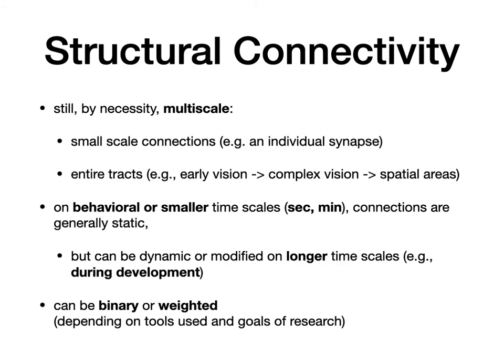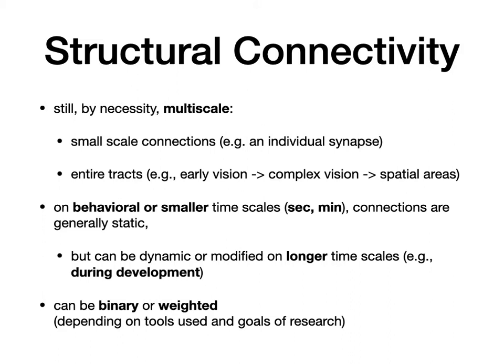Because you can have physical connections between neurons that are individual, so it's a single synapse between two neurons, or they can be entire tracts, from early vision up through complex vision, up through all the spatial areas of processing. Hey, what does that chair look like? That kind of thing. And on most of the time scales we're talking about for, say, measuring activity of the brain, seconds and minutes, behavioral or smaller, these structural connections are going to be pretty static. They can be dynamic on longer time scales.